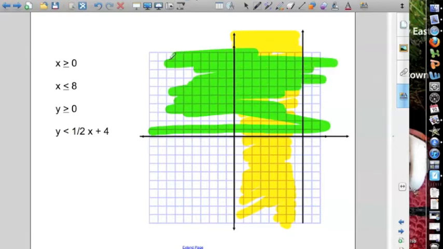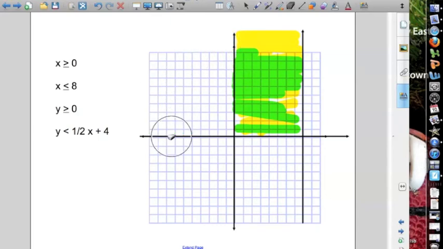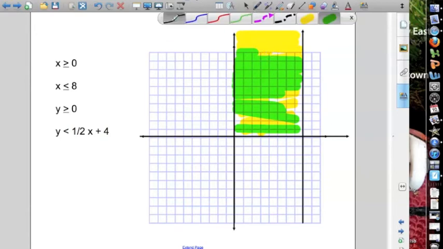Now remember, what I'm interested in though are the areas that work for all of them. This area out here, that doesn't work for all of them. This area down here, that doesn't work for all of them. And this area over here, that doesn't work for all of them. But anything in this column here, this region here, right now that's a solution because that works for all of them.